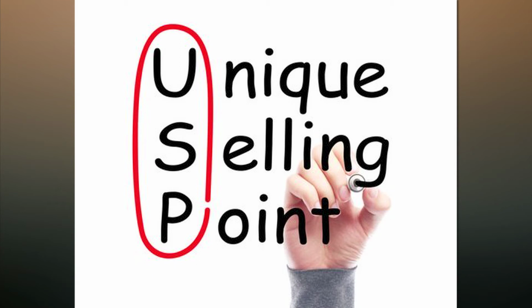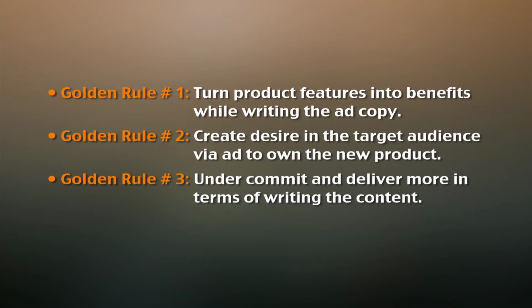What will be the feature of the product? How is it going to benefit the customer? Golden rule number one, turn product features into benefits while writing the ad copy. Golden rule number two, create desire in the target audience via ad to own the new product.